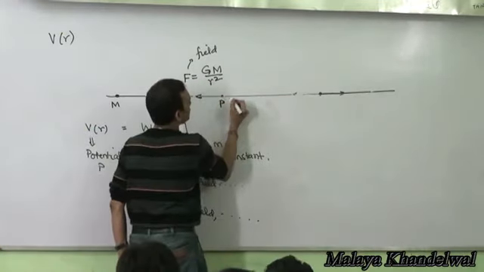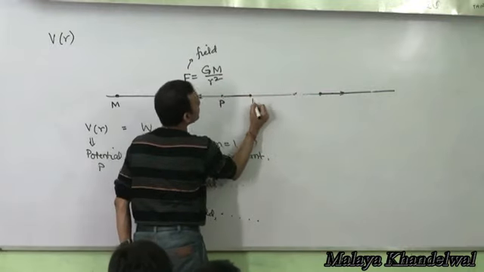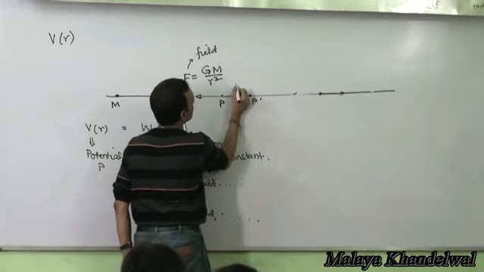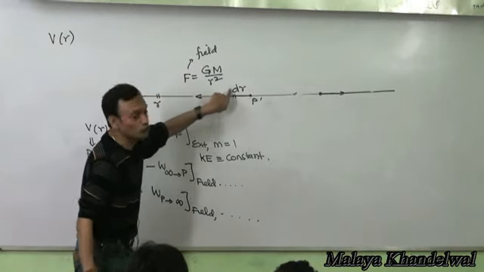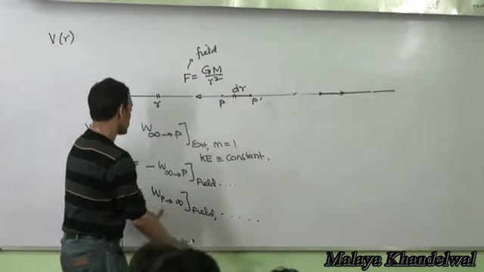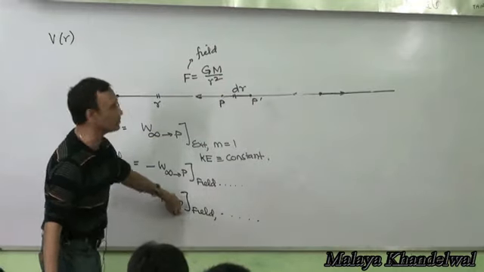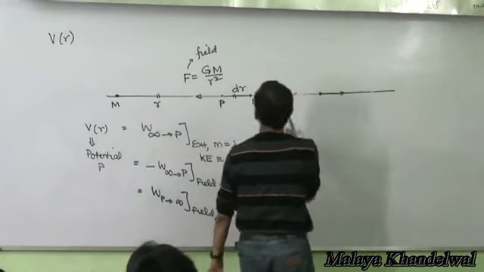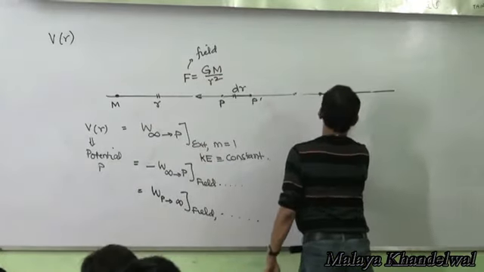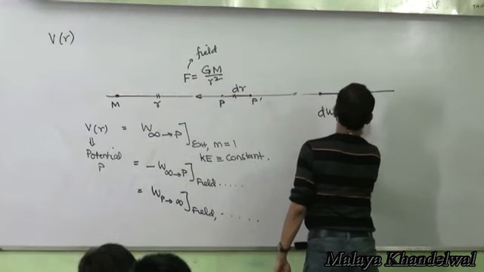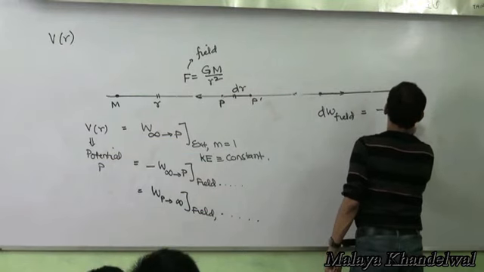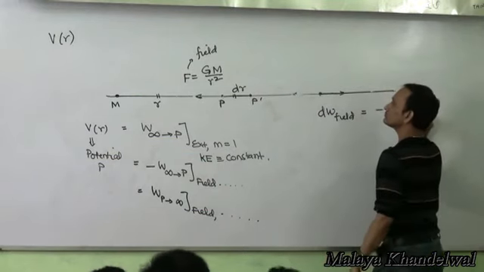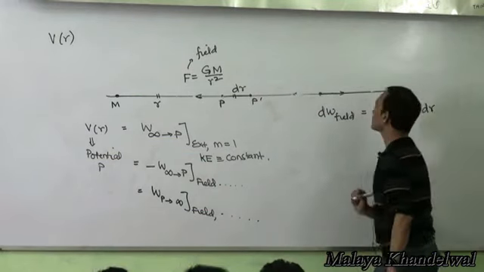Now to take the particle from P to a nearby point P prime, displacing it by an additional amount dr, the work done by the field would be this into dr with a minus sign, right? So then I want to compute the work done from P to infinity. The work done for a small displacement by the field is minus Gm by r squared into dr.